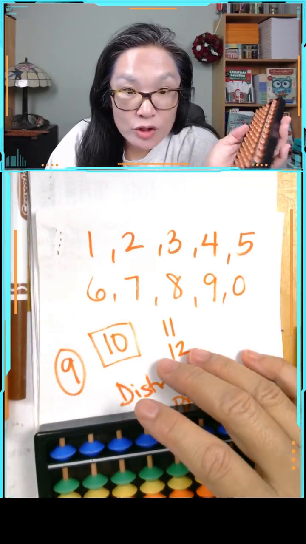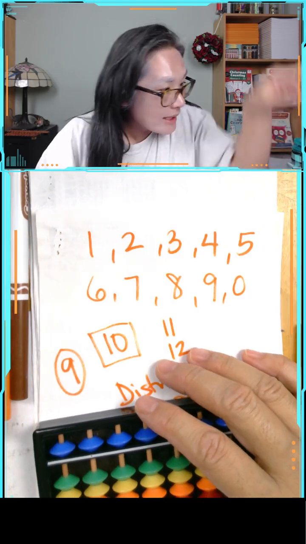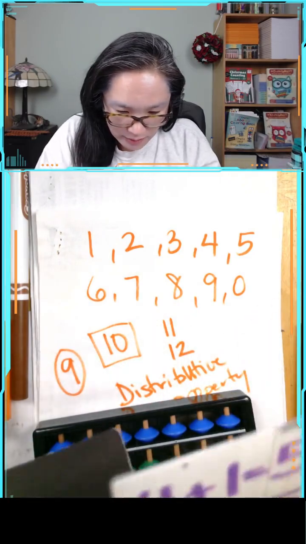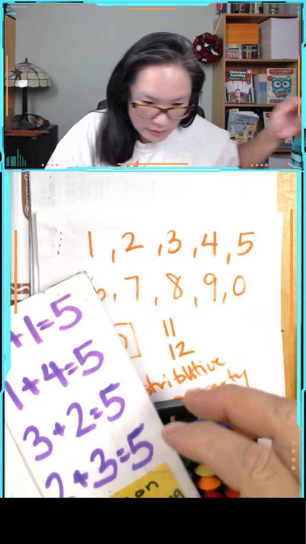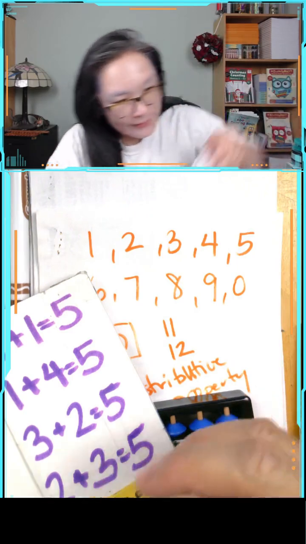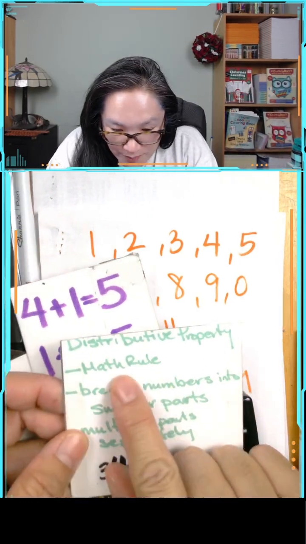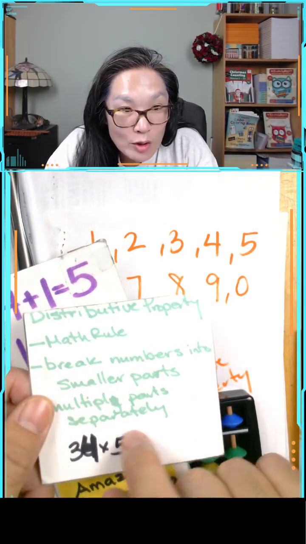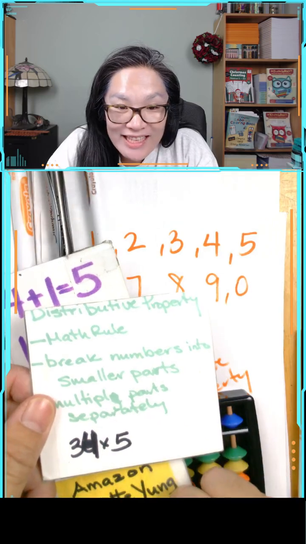What is distributive property? Distributive property is a math rule. Hold on, I wrote it. Here it is. Distributive property is a math rule. It breaks the numbers into smaller parts, and it multiplies the parts separately. That's what that means.